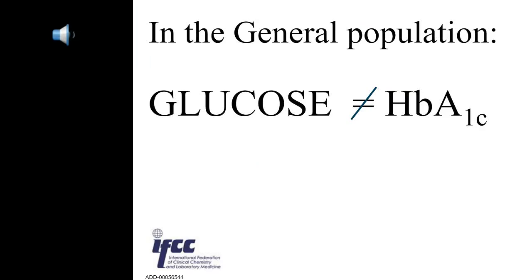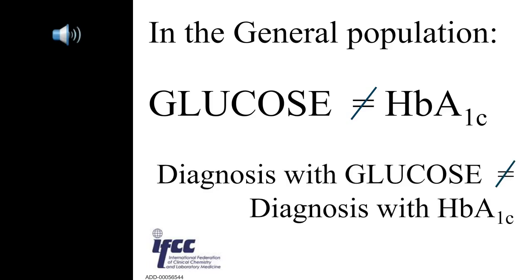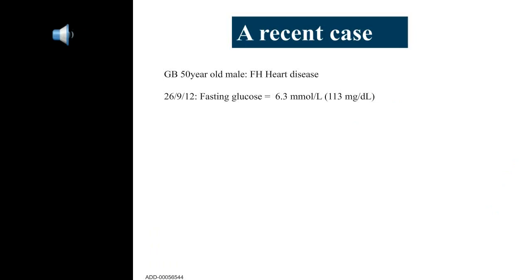So to finish, I just want to point out that even though glucose and hemoglobin A1C relate to each other, they do not equal each other. In the general population, glucose concentration does not equal hemoglobin A1C, and diagnosis by glucose does not equal diagnosis by hemoglobin A1C. They are different and have to be treated differently.